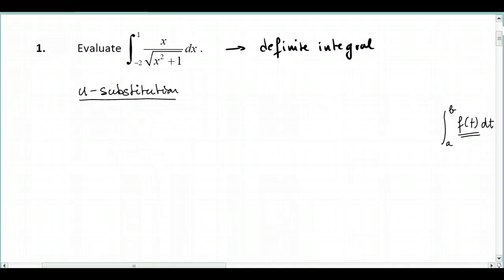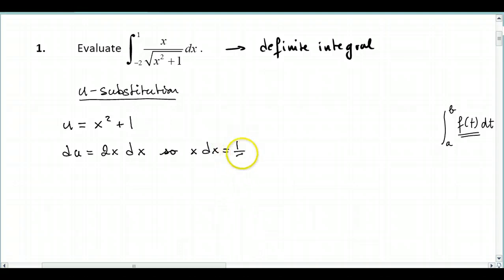So, how am I going to do my u substitution? Well, let's set u equals x squared plus 1. Let's get du. du is 2x dx. Which is good, because if I solve for x dx, I will find 1/2 of du. Why did I solve for x dx? Because I see this piece right here, x dx, right in my integral. So that's good. That's going to be easy.